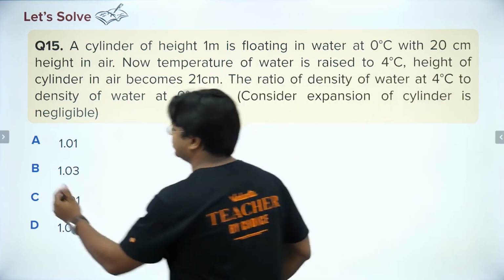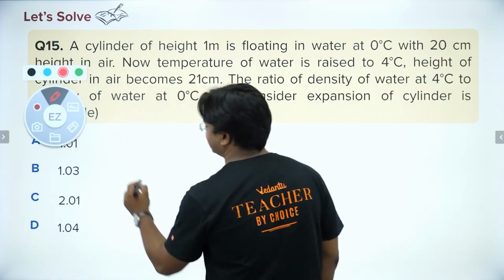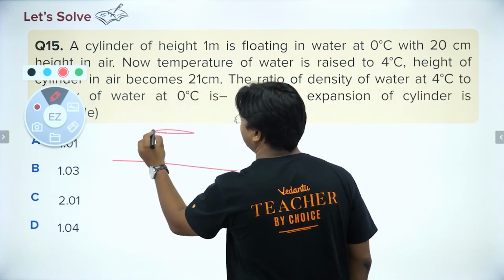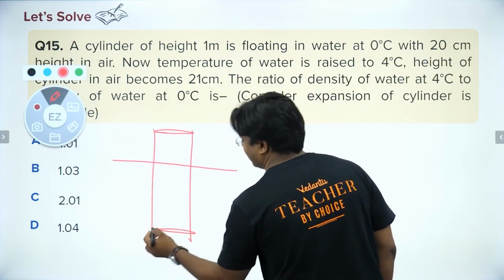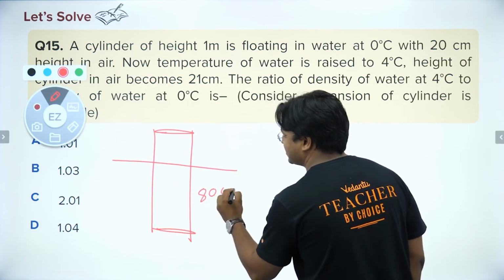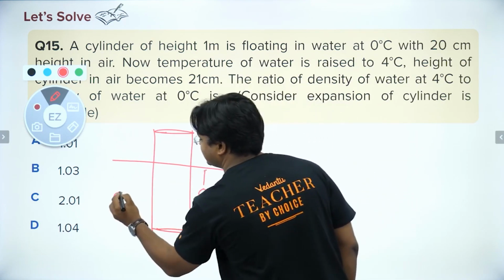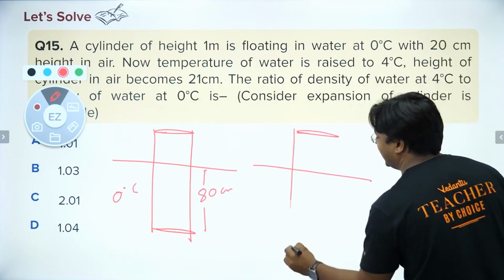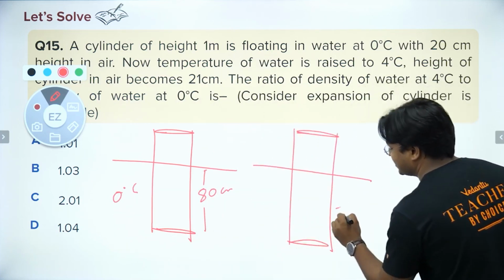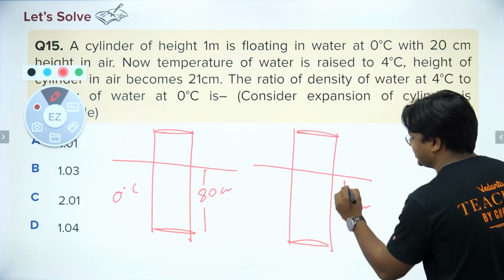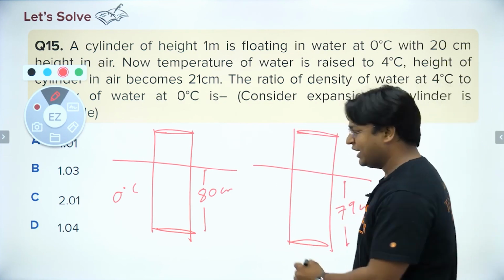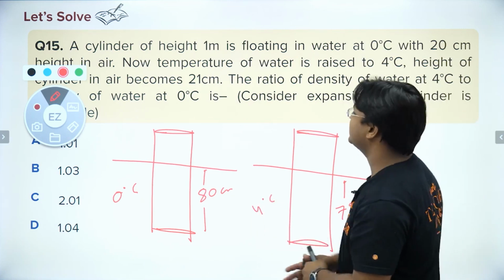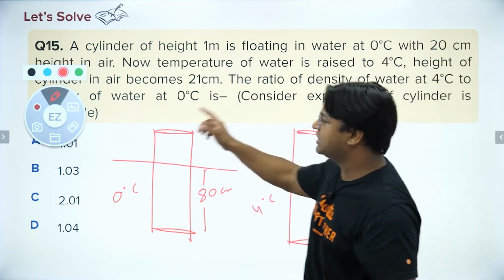So I'll draw the two situations. In one situation, there is a cylinder floating here, with 80 centimeters submerged, and this is happening at 0 degrees Celsius. In the other situation, the cylinder has 79 centimeters of it submerged, and this is happening at 4 degrees Celsius. The question says that the cylinder doesn't expand.